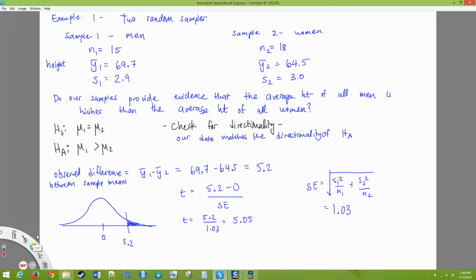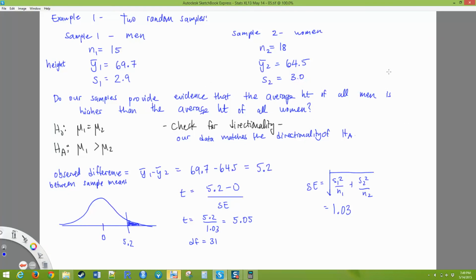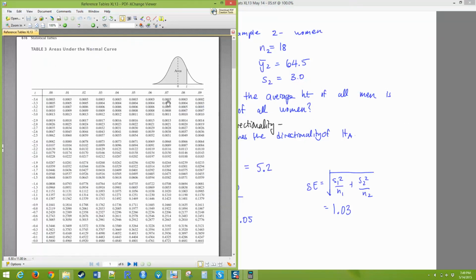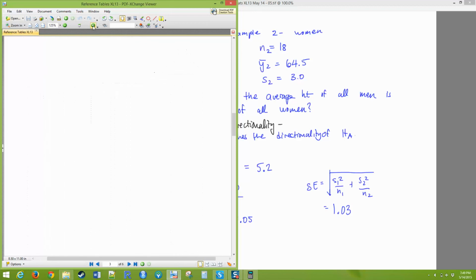Okay, so let me just show how we would use the t-table. So how many degrees of freedom do I have? I have 31 degrees of freedom, right? N1 plus N2 minus 2. So approximately, I have 31 degrees of freedom. So we would go to our t-table. Working here, and let's zoom in. Okay, so we're going to just use 30 degrees of freedom. That's good enough.